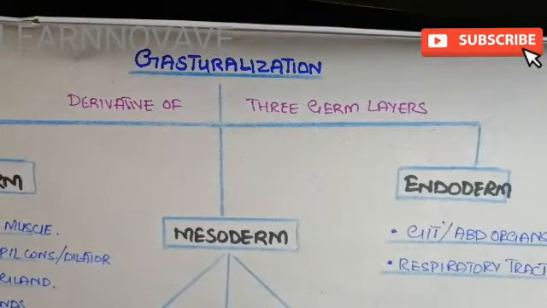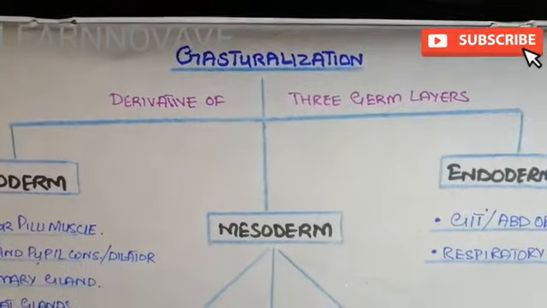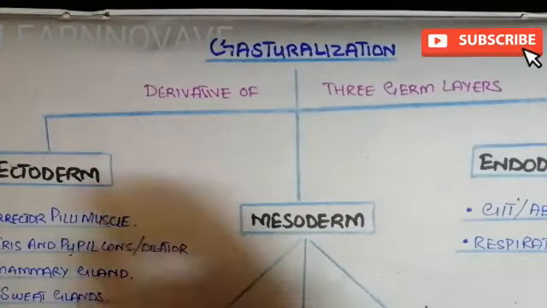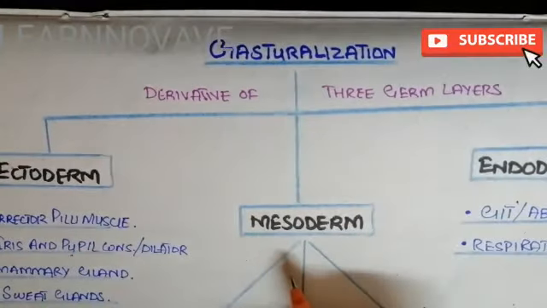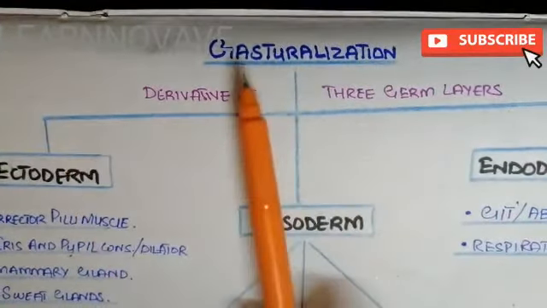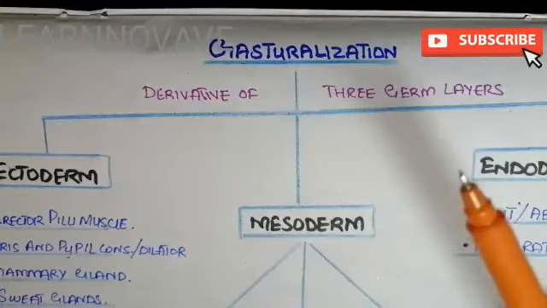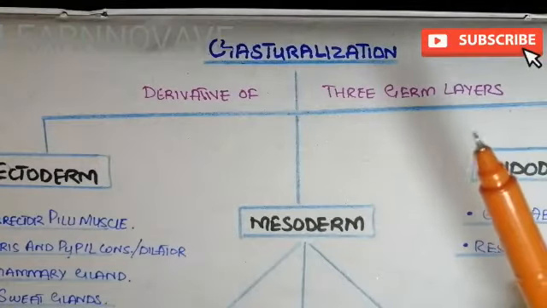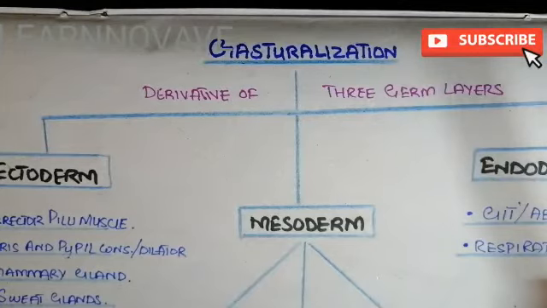Today we are going to discuss gastrulation and the derivatives of the three germ layers. That includes the ectodermal germ layer, the mesodermal germ layer and the endodermal germ layer. The process of gastrulation, which is the formation of the three germ layers that occurs at the third week of embryonic development, I have discussed in a separate video.